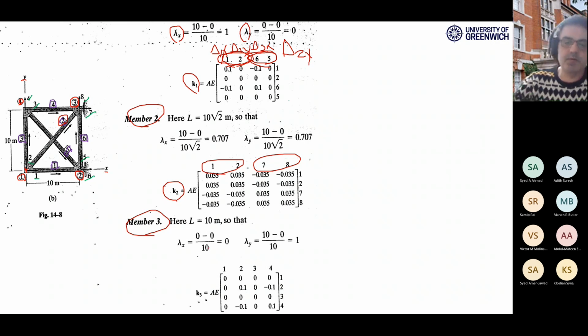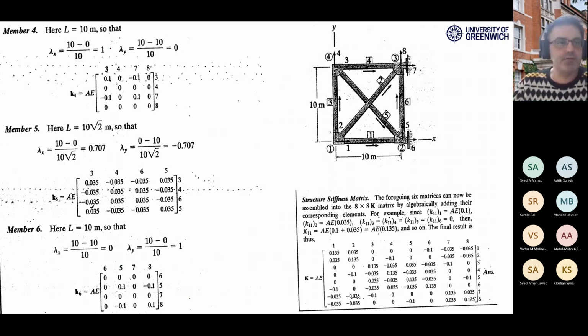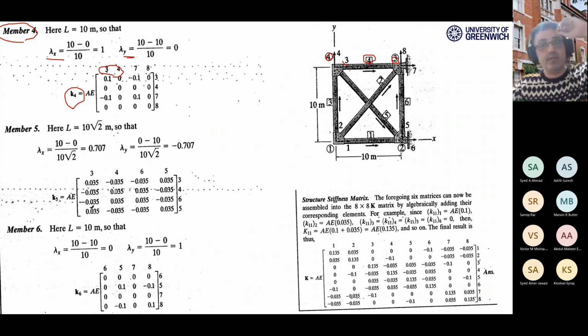For example, if we go to member number 4, again, lambda x, lambda y, and number 4 is here. This is element number 4, connecting joint number 4 to joint number 3. So the near end is joint number 4, which gives me degrees of freedom 3 and 4. And the far end is joint number 3, which gives me degrees of freedom 7 and 8, right?